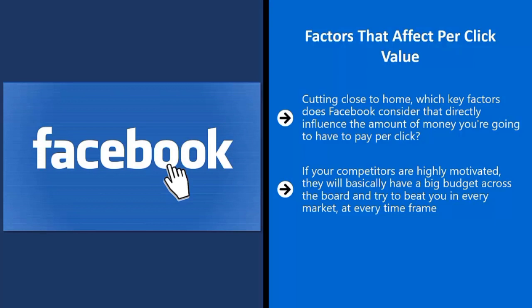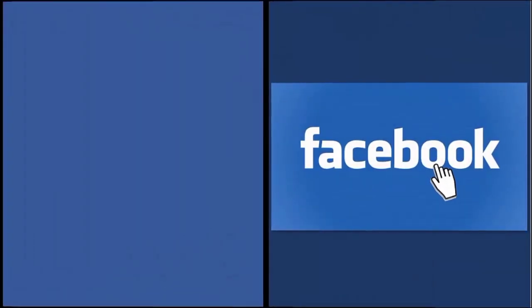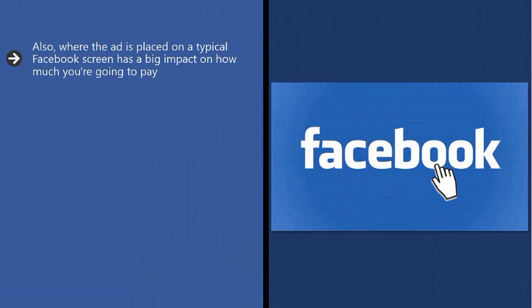However, with everything else being equal, the most important factor that affects pricing is the country of origin of the traffic. Other key factors that affect your per-click rate is the type of audience you're looking for. If there are a lot of advertisers competing over that same audience demographic, expect to pay a lot more. Also, where the ad is placed on a typical Facebook screen has a big impact on how much you're going to pay. The more prominent the ad, the more expensive it would be.